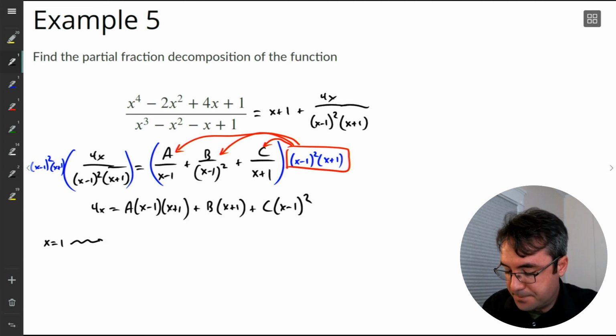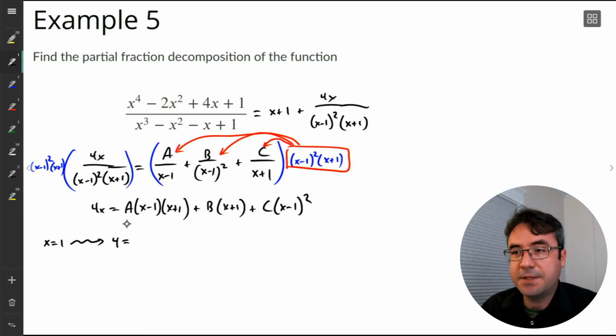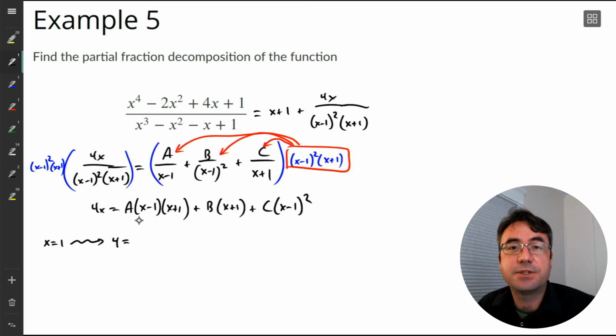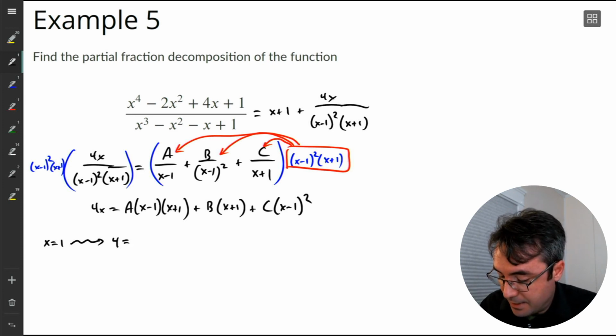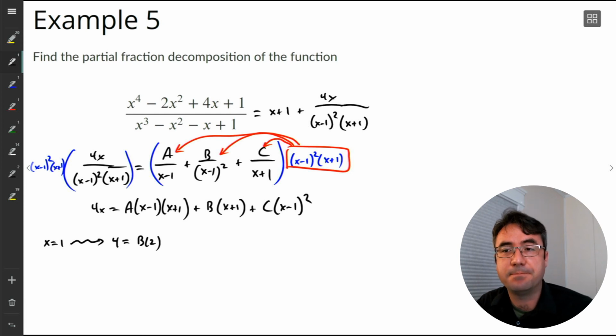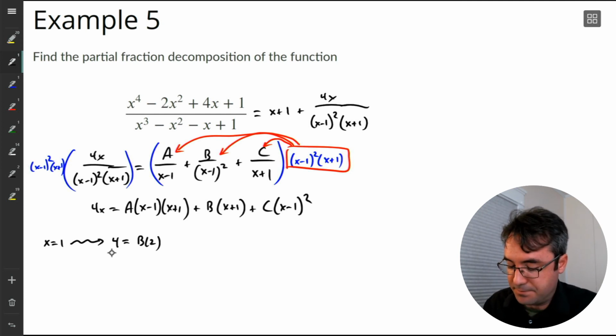When we do that, on the left side we get 4. And then on the right side, wherever I see that linear term of x minus 1, that's just going to become 0. So this is why this technique helps so much, because it's just going to cancel off this whole piece, and it's going to cancel off this whole piece. And then for this middle term, if I plug x equals 1 in, I'm going to end up with B times 2. Not too bad. We'll be able to do that. You know what? Let's solve that. Not too bad.